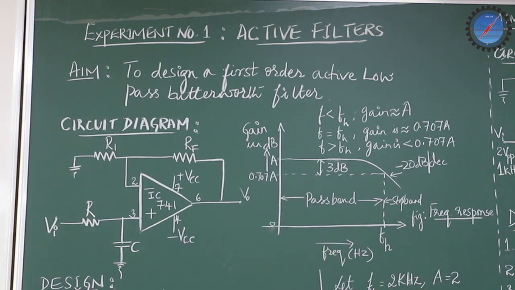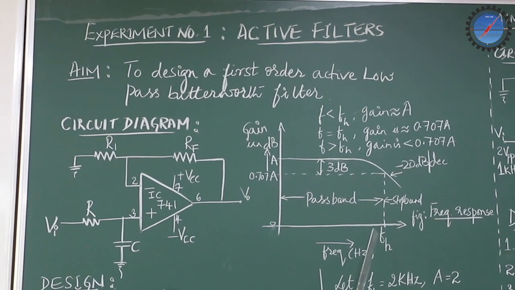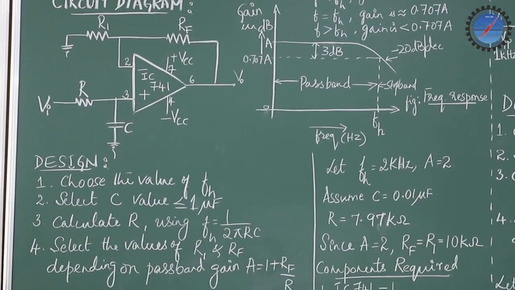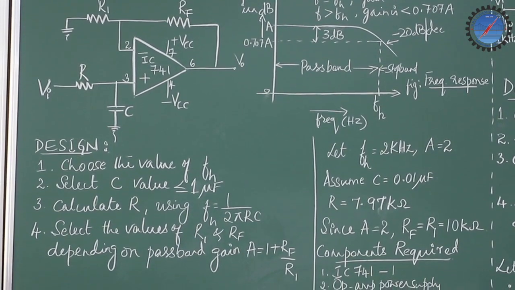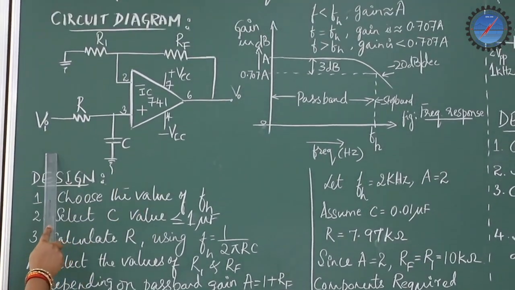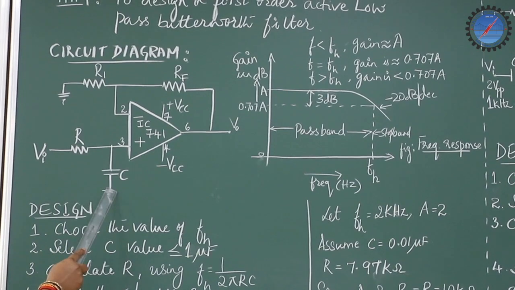So a low pass filter allows low frequency components up to a certain breakpoint, that is nothing but the upper cutoff frequency, while suppressing the high frequency components. The range of frequencies from 0 to the upper cutoff frequency we call the pass band, and the range of frequencies beyond the cutoff frequency is called the stop band. Here we have the first experiment, to design a first order active low pass Butterworth filter, and this is its circuit diagram.